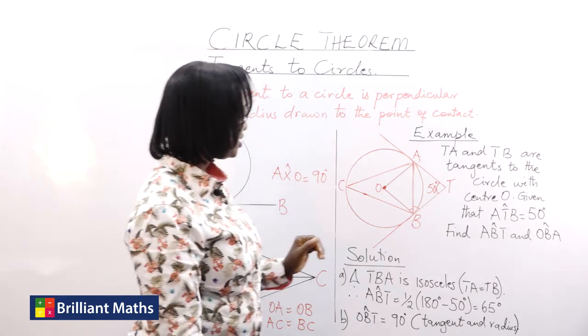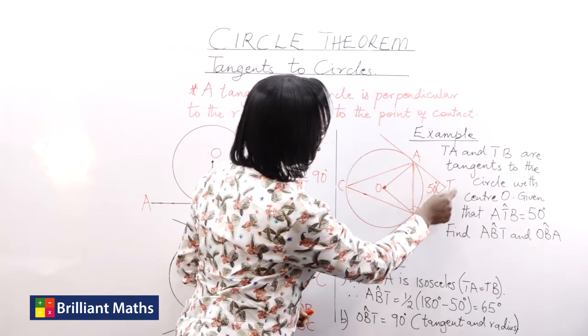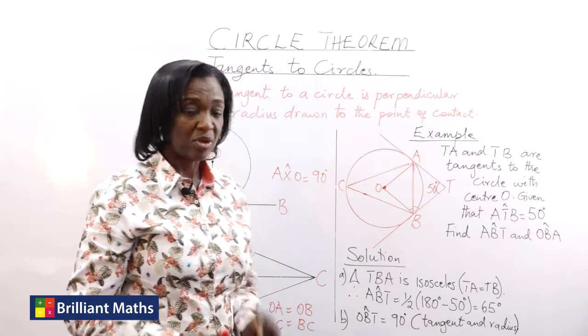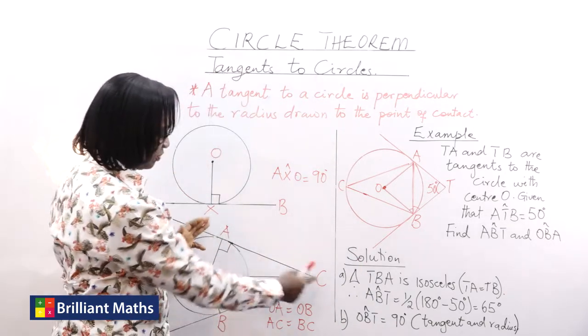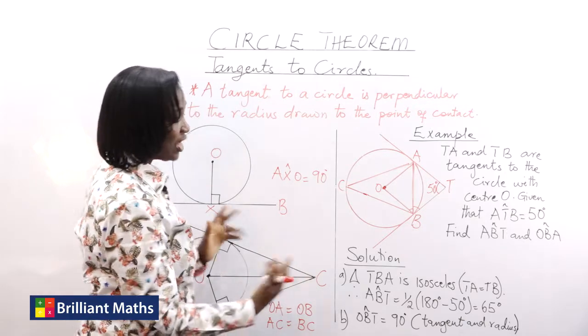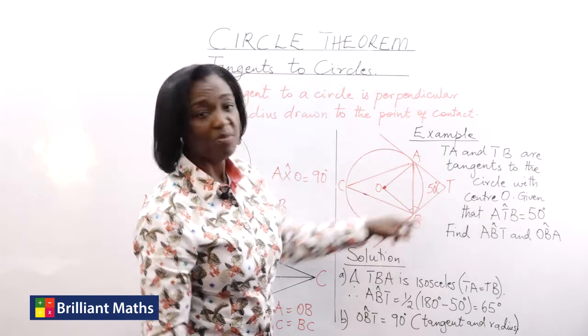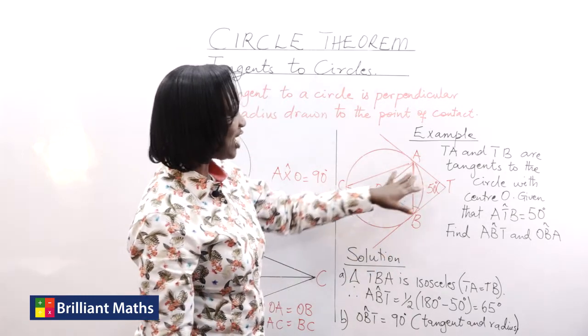Remember that triangle TBA is an isosceles triangle because we have established that AC here is equal to BC. So that means that TA is equal to TB. So if TA is equal to TB, then we have an isosceles triangle.